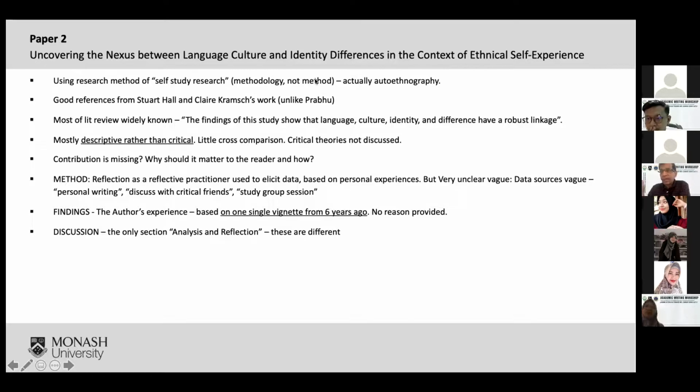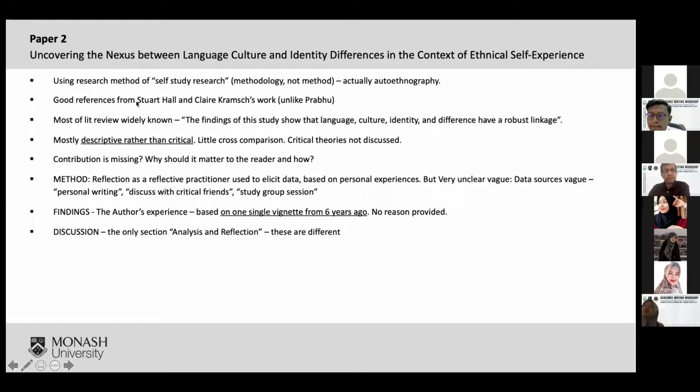Method is the instrument that we use to collect data. And in this case, the method is "personal writing, discuss with critical friends, study group discussion session." So these are within inverted commas, which means these are taken directly from the paper. It's not my quotation, it's actually mentioned there. So it is a methodology, right? So I would actually use autoethnography instead of self-study research. It's not a big deal, but the proper term is autoethnography. Self-study research is fine, but this is a suggestion.